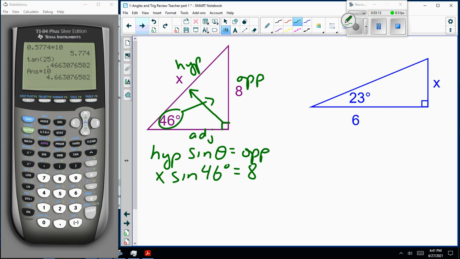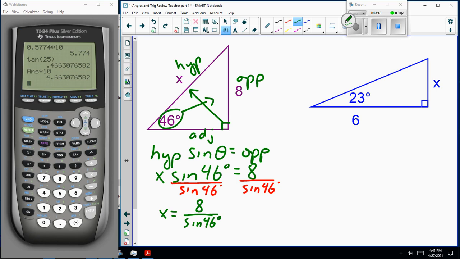This is starting to suck. It's x times sine of 46. And you want to get that x by itself. So how do you get rid of times sine of 46? Divide both sides by sine of 46. Then you end up with this weird equation, x equals 8 over sine of 46 degrees.